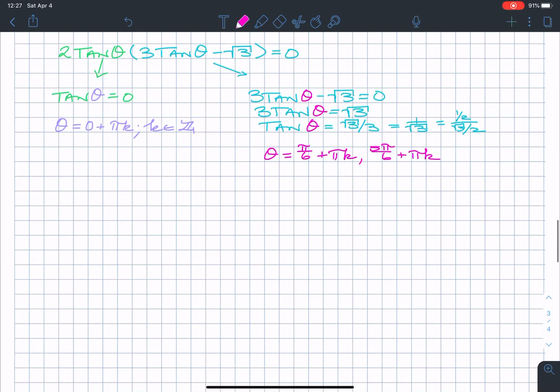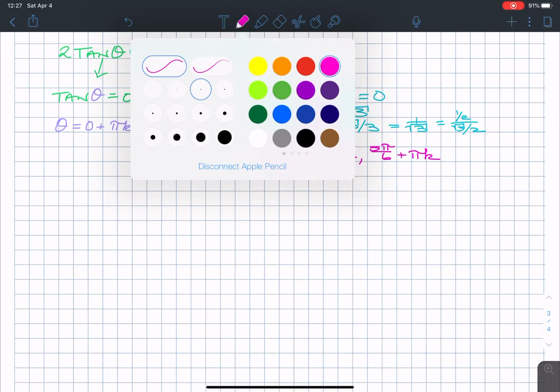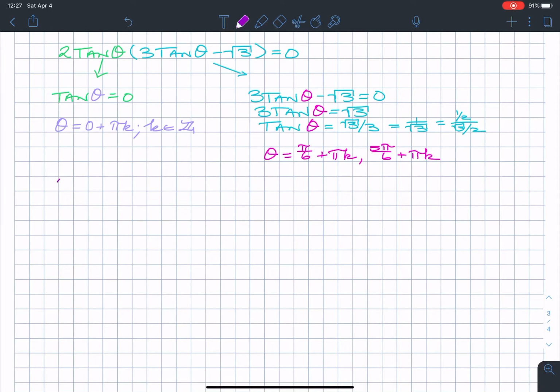Okay, so when all is said and done, all of these are our solutions. So theta includes any integer multiple of pi, pi over 6 plus any integer multiple of pi, and 5 pi over 6 plus any integer multiple of pi, because remember, the period for tangent is pi, not 2 pi.